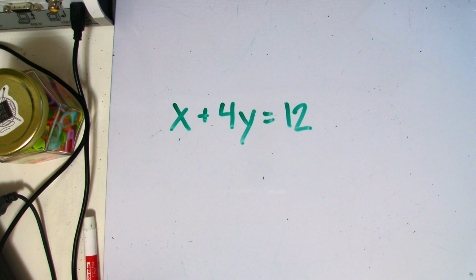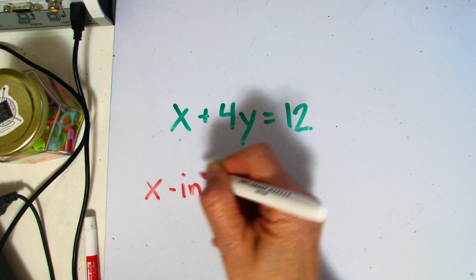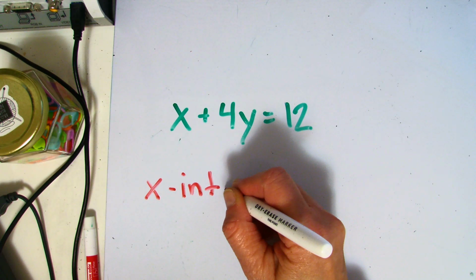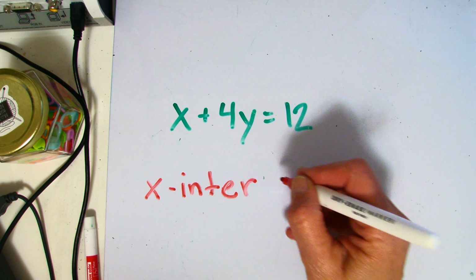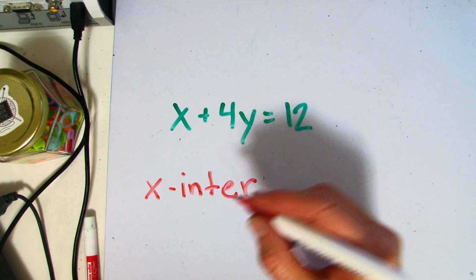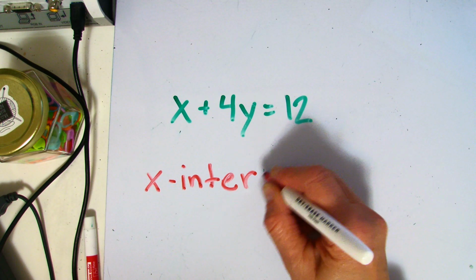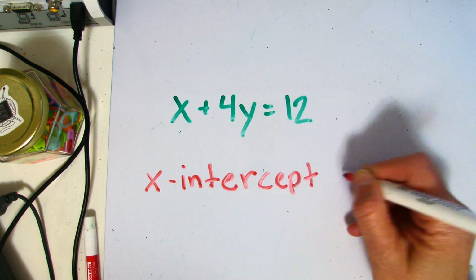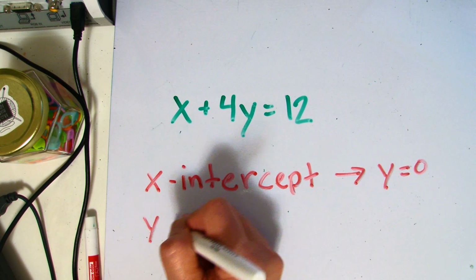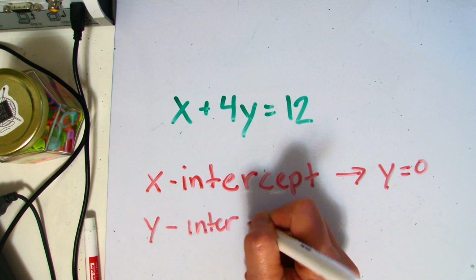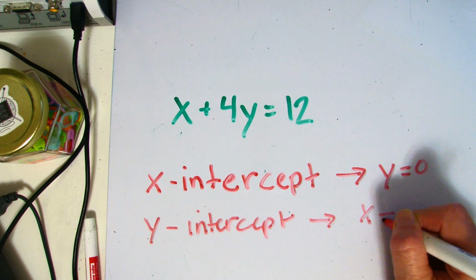Because I know that to find the x-intercept, my y value is going to equal 0. And to find the y-intercept, my x will be equal to 0. So let me just write this out. X-intercept means y will equal 0. And y-intercept means x will be equal to 0.